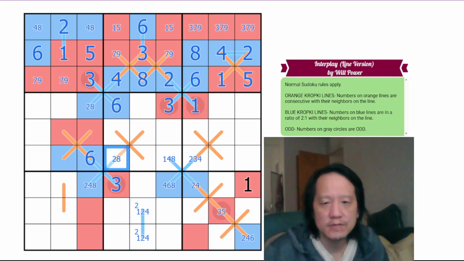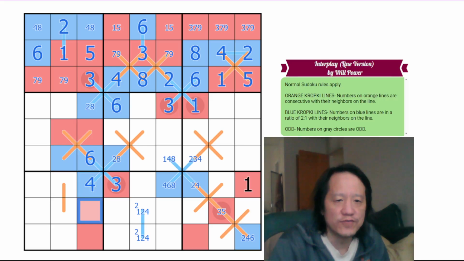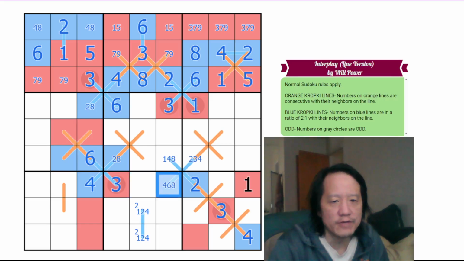It's even. So this is even, and it's 2 or 8, which is in a 1 to 2 ratio with 4. So this is 4, which means this can't be 4. This is 2. That means this is 2, 3, and 4 here. 2 and 4 eliminate 4 here. So this is 6 or 8, which is in 1 to 2 ratio with 3 or 4. 2 can be with 1 or 4 there.